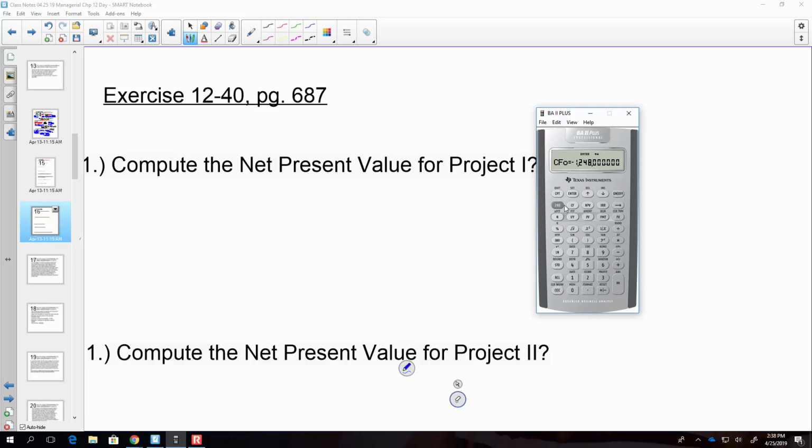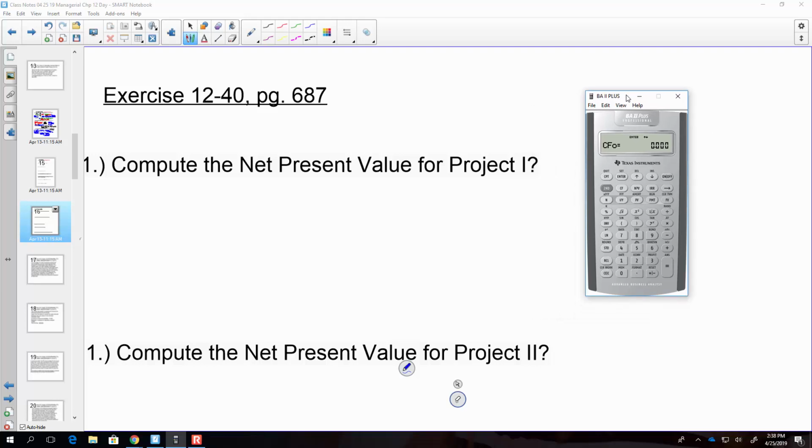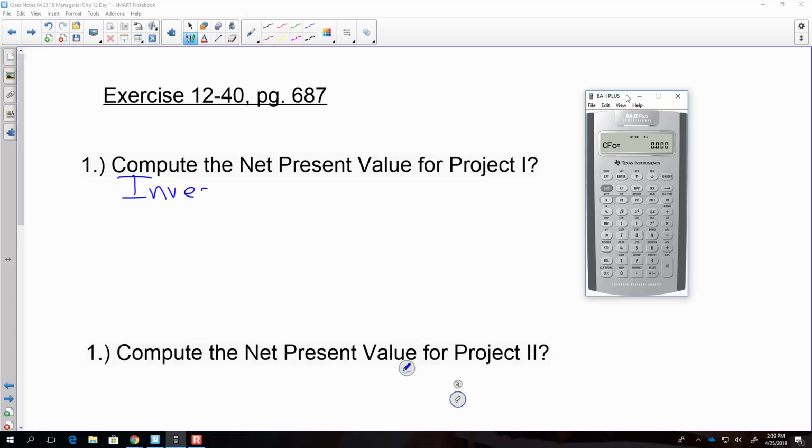Hit on cash flow. Second function, clear work. We'll do project 1 first. Our investment was 100,000. It shows the cash flows. What's the interest rate, though? What's the company's desired? 10%. Does everybody see the 10? The company percentage that they want to achieve on their investment is 10. So we need that for the net present value.